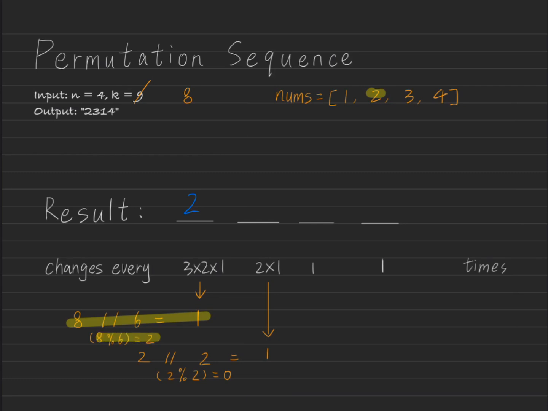Since we've chosen 2, 2 is no longer an option for our next choice. It's between 1, 3, and 4 now. We'll repeat the same calculation. 2 integer divided by 2 is equal to 1, which means we'll choose the second number again. And the second number in the remaining list is 3. So 3 is chosen. 2 modulo 2 is 0. This means that the rest of the numbers can be added in order. And that is how we arrive at our final answer.